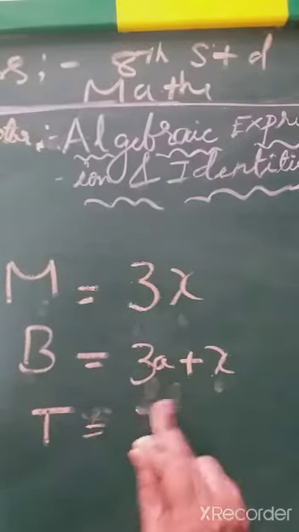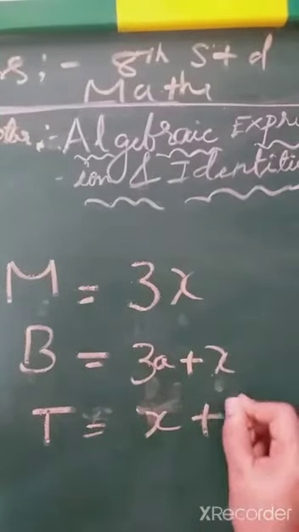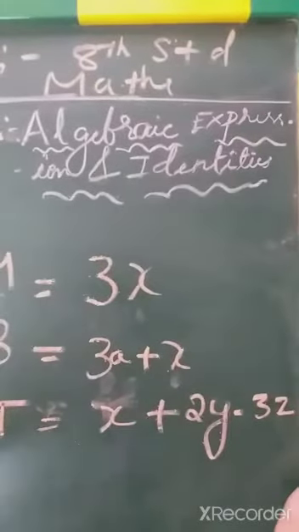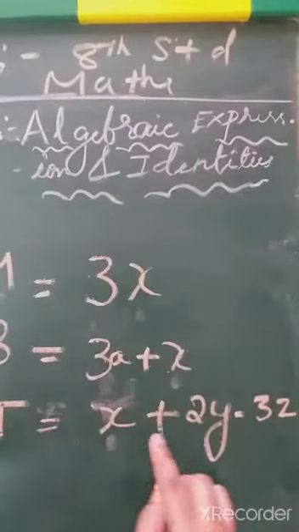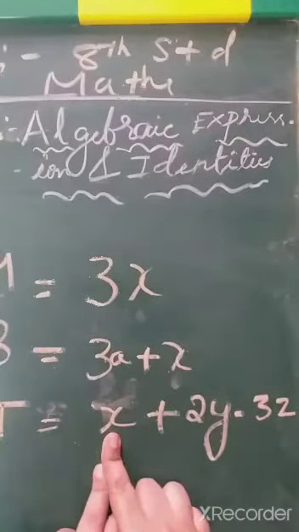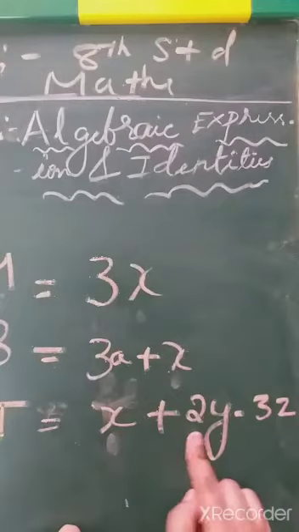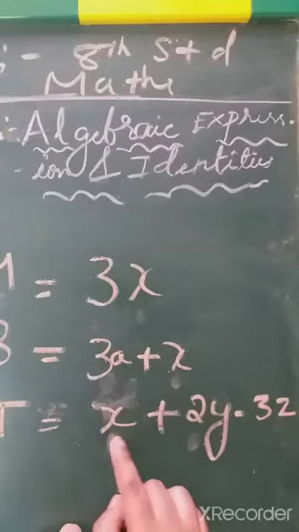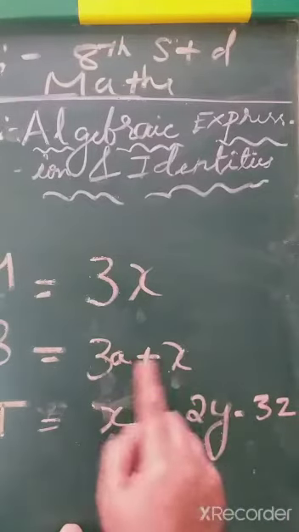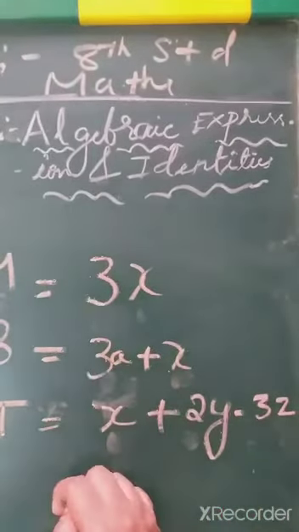For example, x plus 2y minus 3z. This is trinomial because in between, plus or minus symbols are given. So here this one is first term, this is second term and this is third term. Three terms is trinomial, two terms is binomial, single term is monomial.